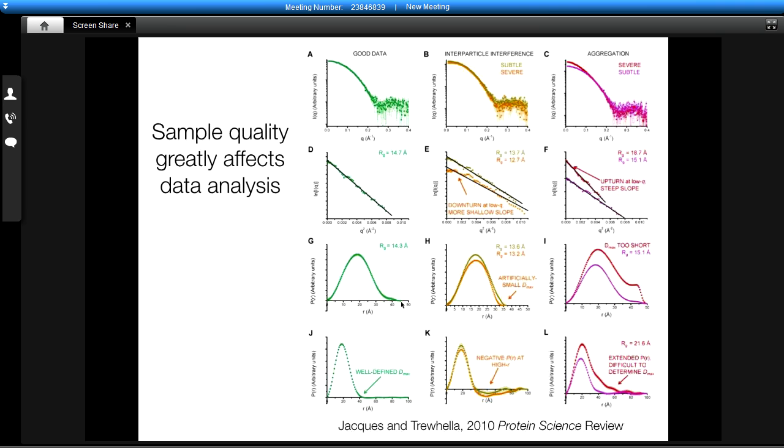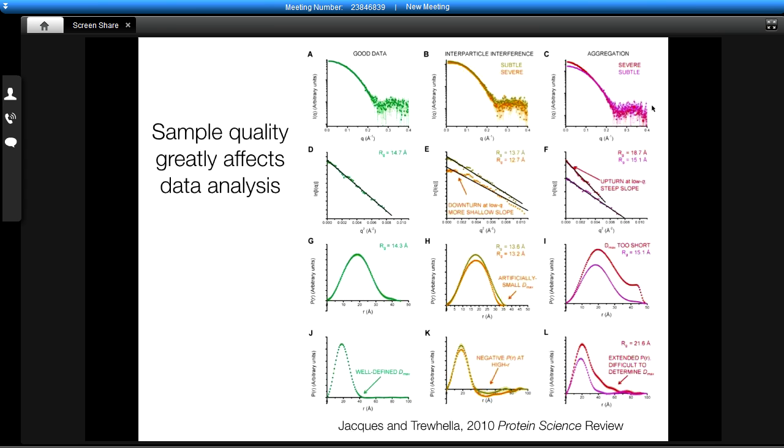So instead of it being about 45, maybe for what it is for the good data, you see that it's about 30 or 35 or so, right? And so you get this decrease in Dmax. Additionally, if you were to test out high values of r, you actually end up with negative P(r) values, which you shouldn't have for any kind of protein sample that you have.